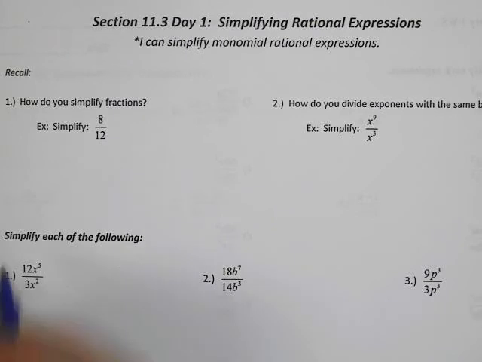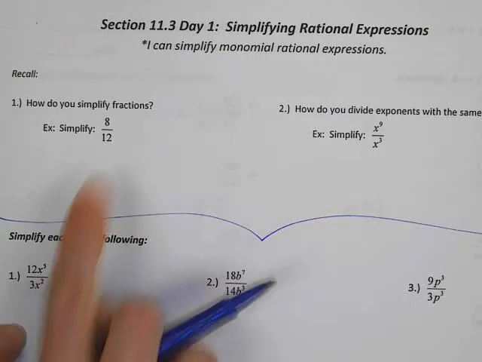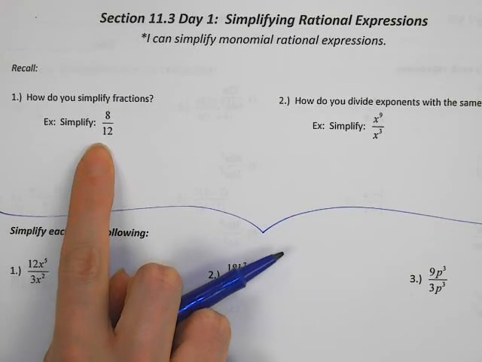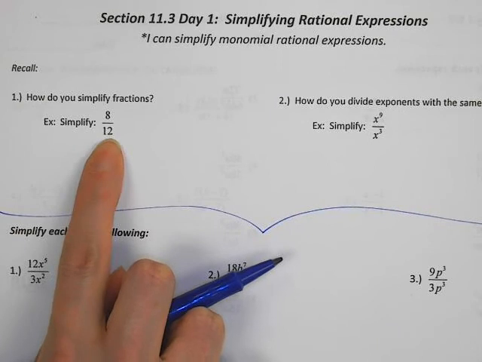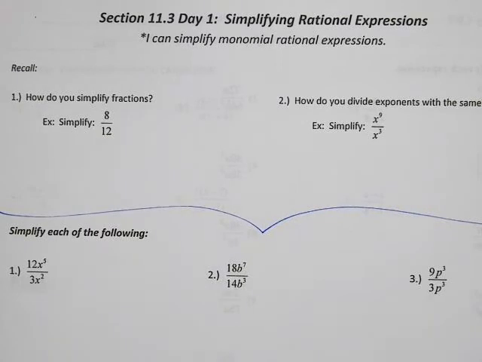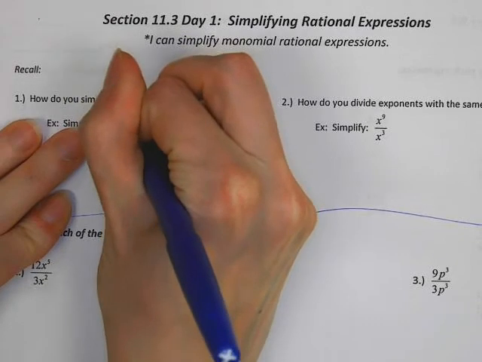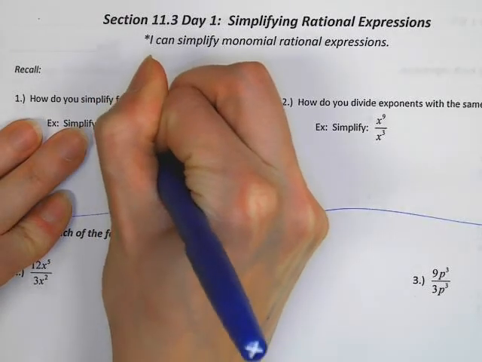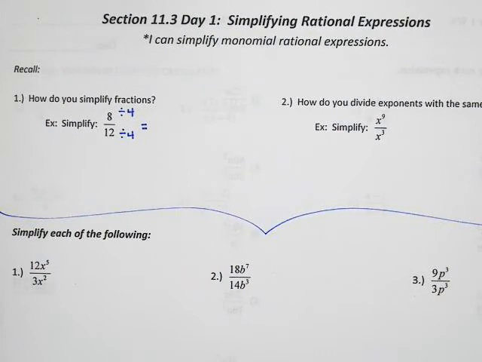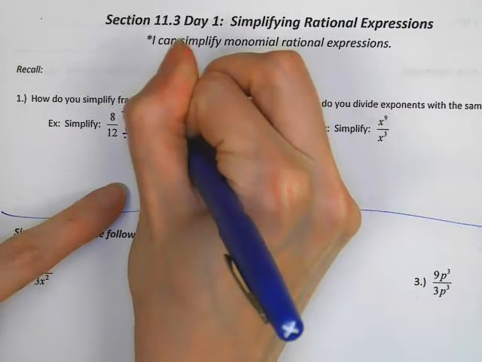Okay, so just a little warm up here. How do you simplify a ratio or a fraction? If I were to ask you guys to reduce 8/12ths, I would hope that you guys would say, oh, well, 8 and 12 can both divide by 4. And then you just do that and you get 2/3.